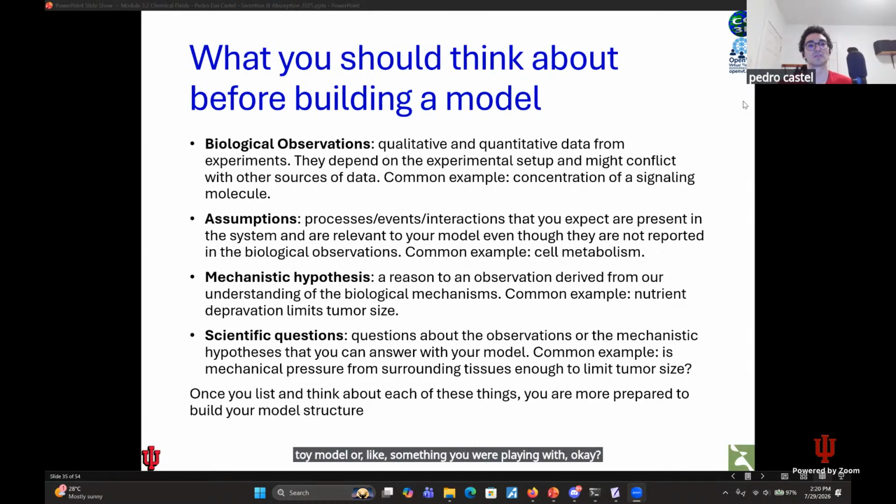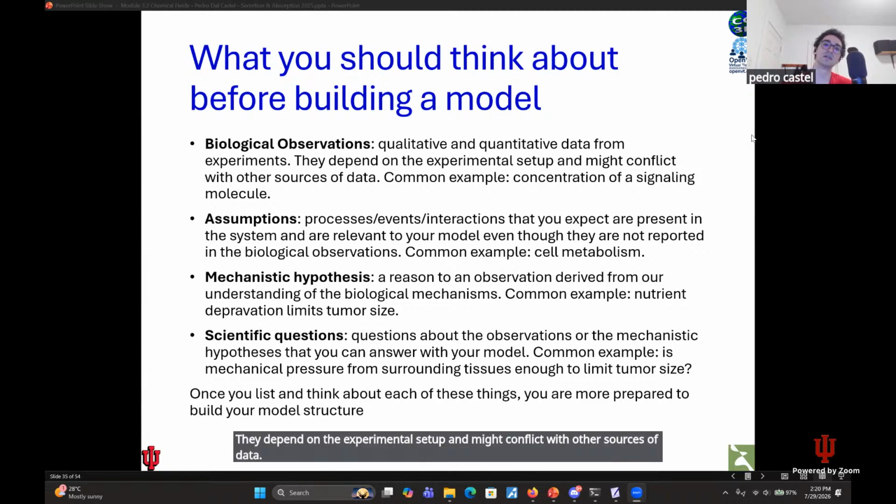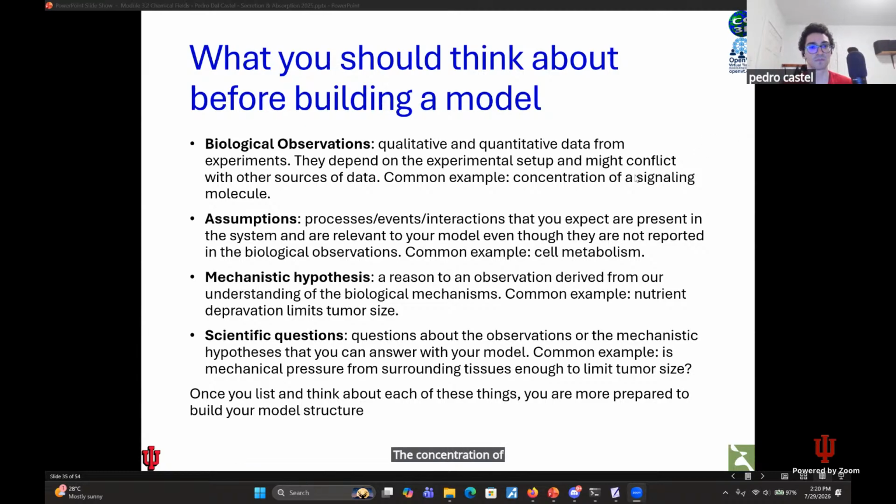Okay. So the first thing is the biological observations. Qualitative or quantitative data from experiments. They depend on the experimental setup and might conflict with other sources of data. For example, the concentration of a signaling molecule.